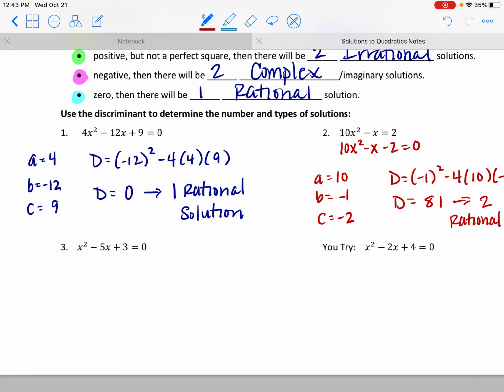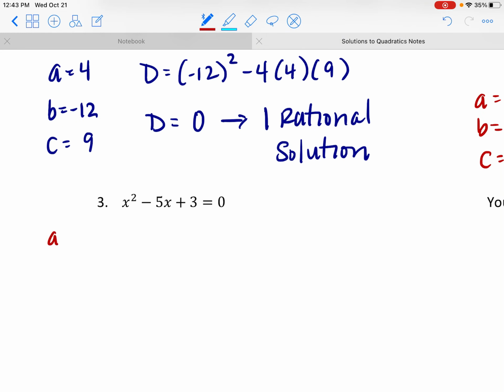Moving right along here, same thing. So A equals, in this case, 1. B is going to equal -5. C is going to equal +3. So the discriminant is going to be -5 squared minus 4 times 1 times 3.